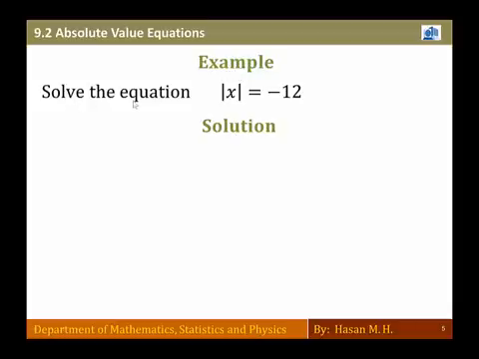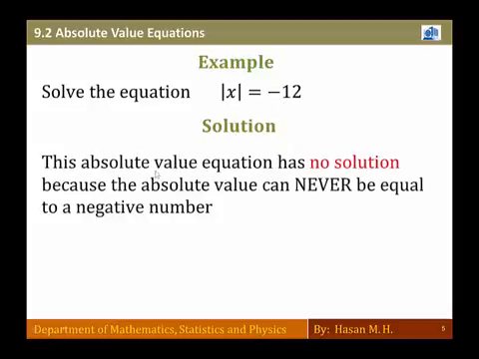Example: solve the equation absolute value of x equals -12. This absolute value equation has no solution because the absolute value can never be equal to a negative number.